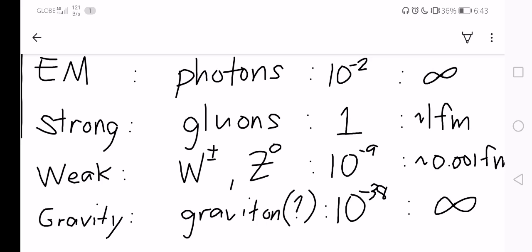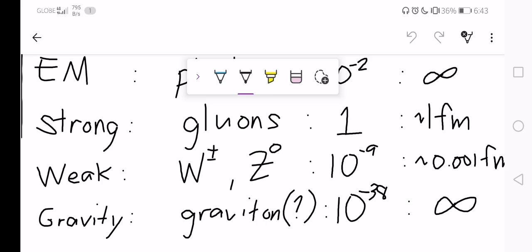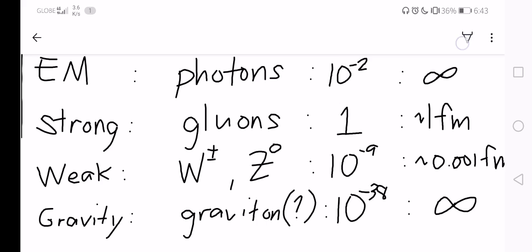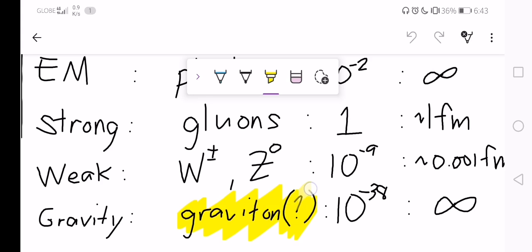We will be learning about them in the later lessons. And then last we have the gravitational force, which is thought to be mediated by the graviton. So among these particles, photons, gluons, W plus minus and Z naught, and graviton, only the graviton is not yet experimentally discovered in our time.